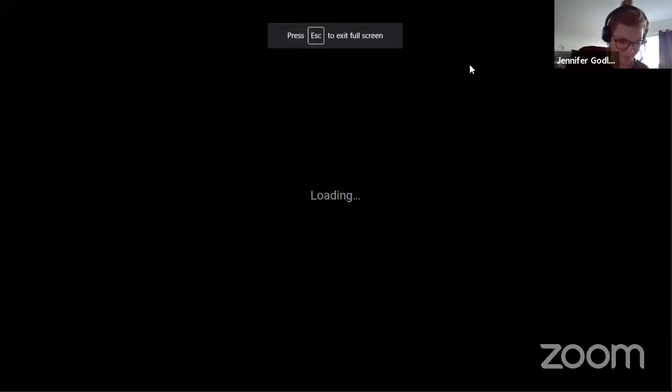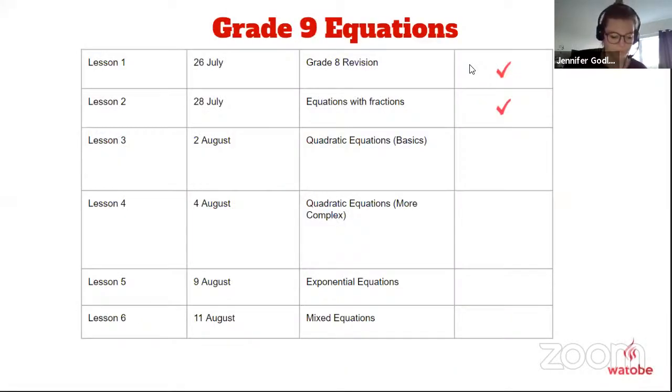So we're doing equations, and of course this is just one section of the work that we're doing. We have many more sections, but for the purposes of these 6 lessons, it's just going to be covering equations. And we are on lesson number 2 now, which is the 28th of July. We're doing equations with fractions, and I always like the tick there. It feels like a sense of achievement. So we'll tick again on the 2nd of August, which I think is next week, Monday. And we'll be doing quadratic equations.